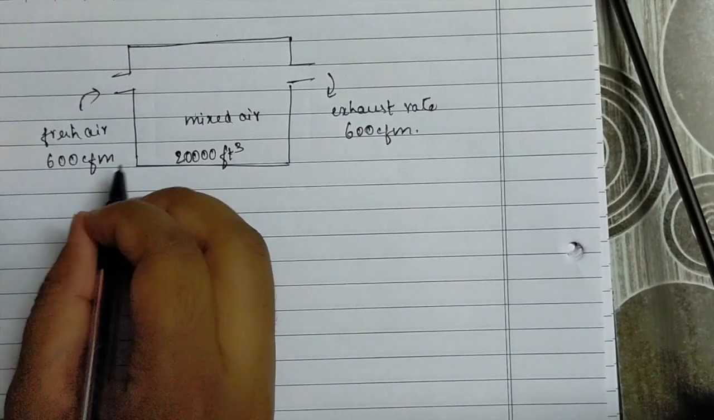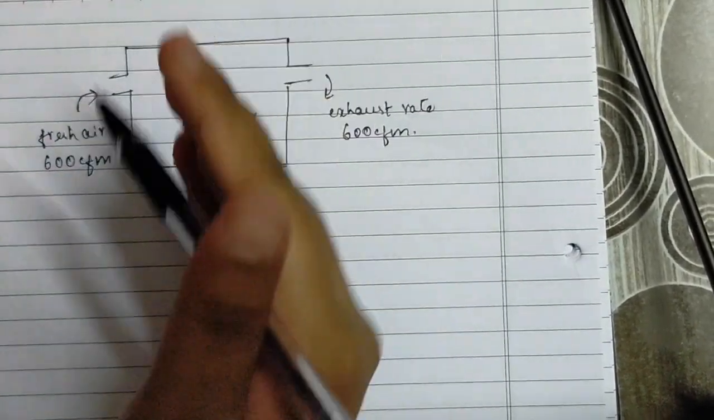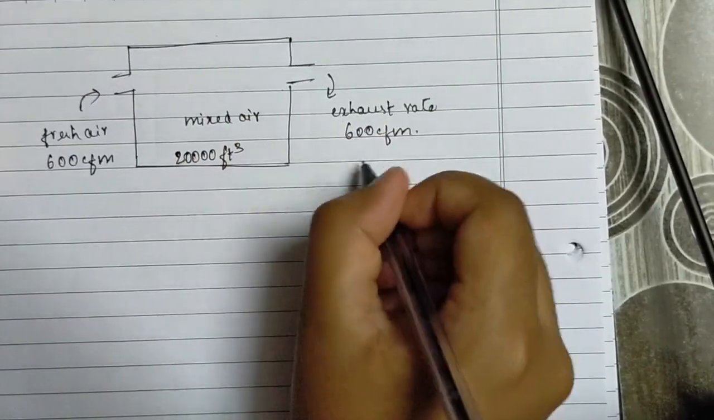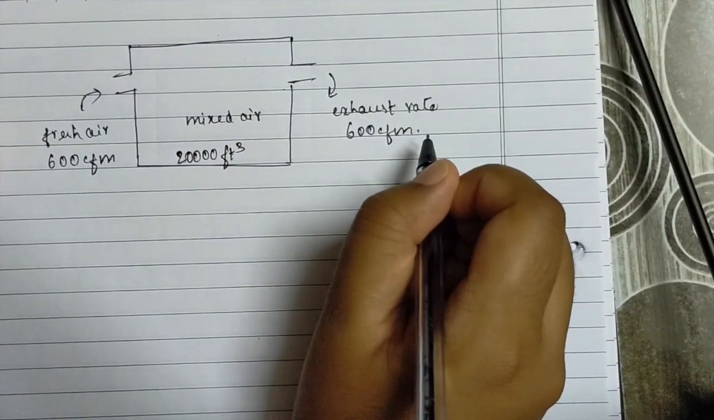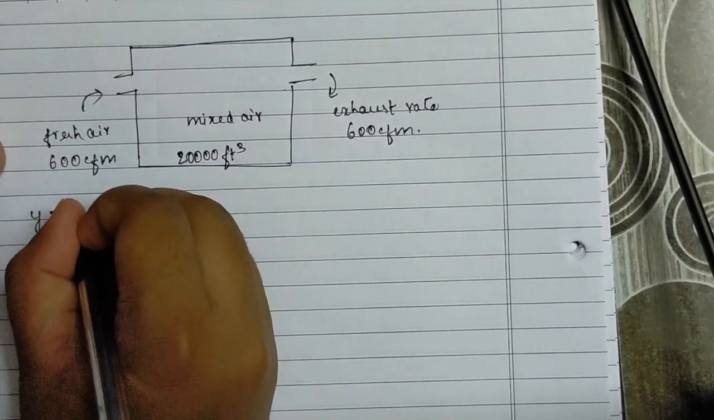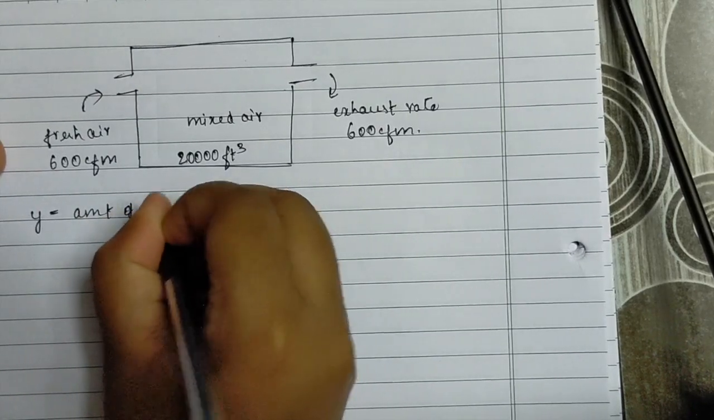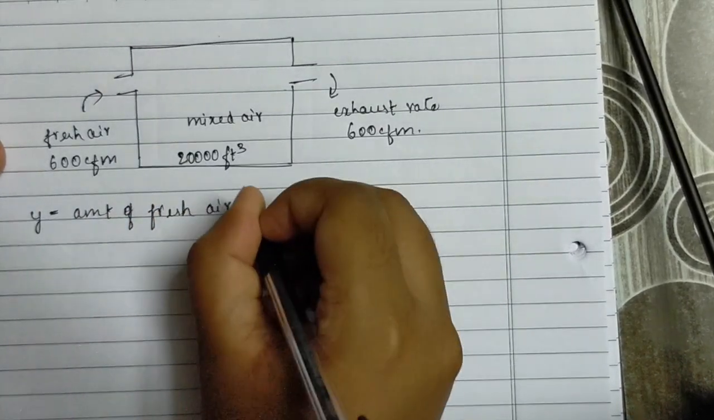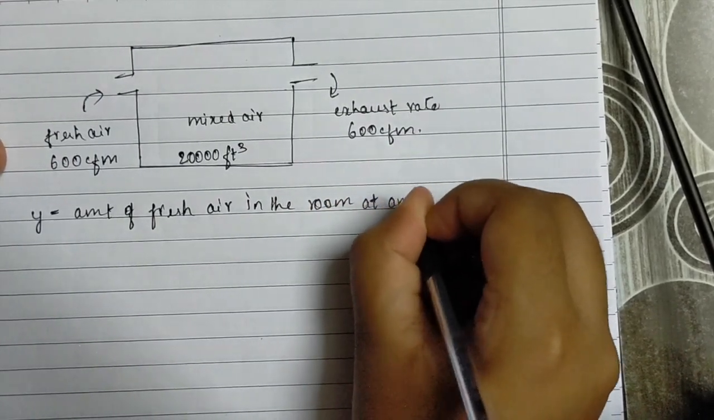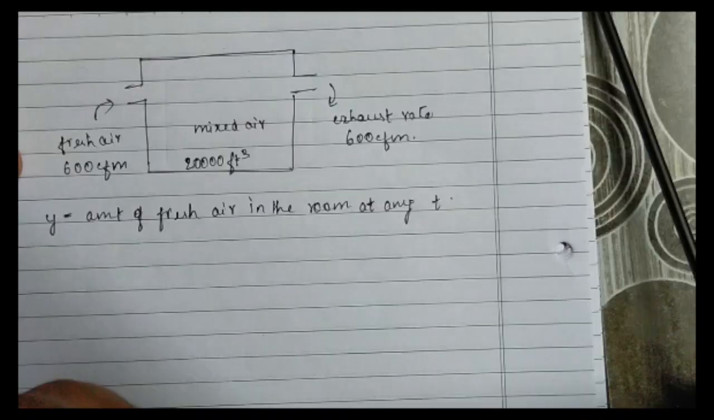What happens here is fresh air is entering the room. Now, parts of the mixed air are also fresh air. The mixture leaves the room at a rate of 600 cubic feet per minute. Let's say Y equals the amount of fresh air in the room at any given point of time t. So if you observe, initially we have mixed air and the number of parts of fresh air in it is 0 initially, when time equals 0.